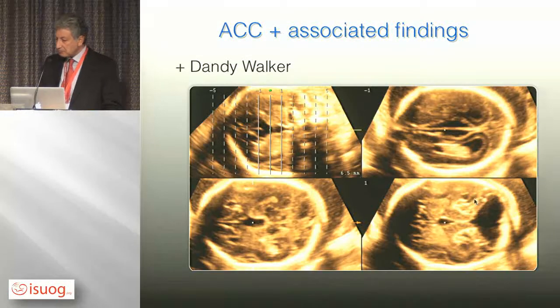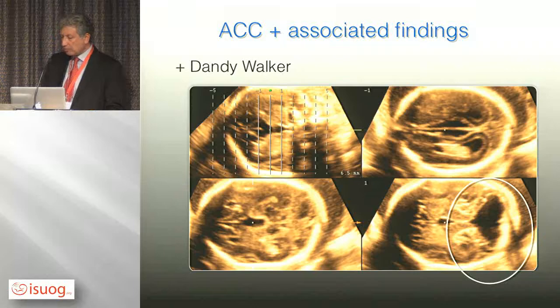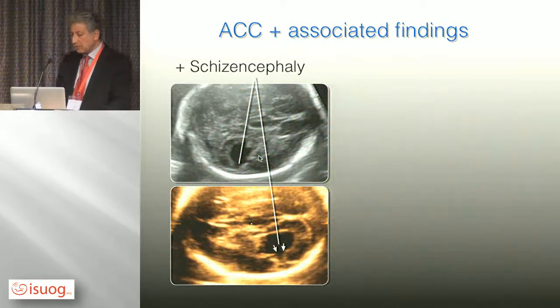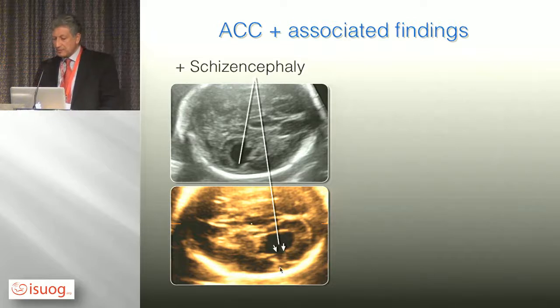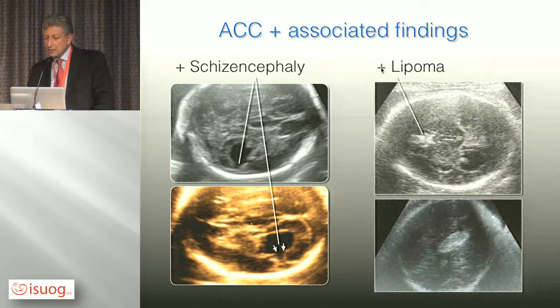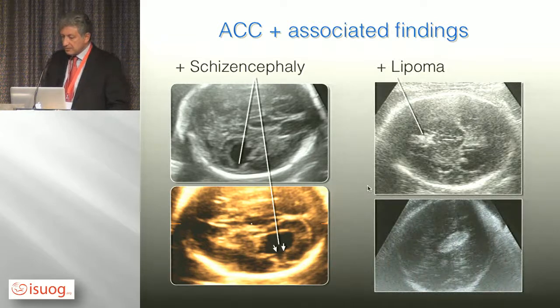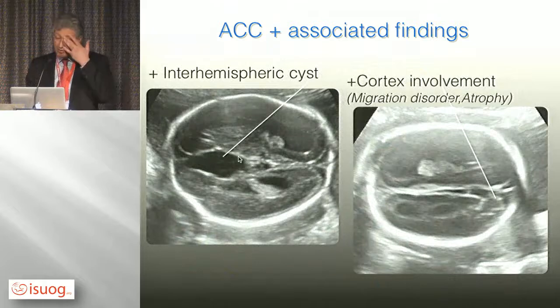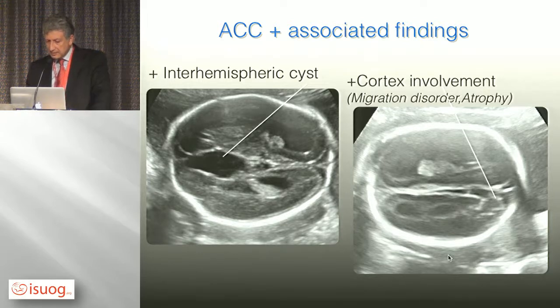This is agenesis of the corpus callosum with a Dandy Walker malformation, straightforward diagnosis. This is with schizencephaly, one example you have seen before. I'm always afraid of this finding because if it was really hiding behind this, I may have missed this condition. Lipoma is rather a diagnosis for the third trimester. And this one is a challenging one, the presence of additional interhemispheric cyst or some cortex involvement. You see here the cortex and some abnormality at the level of the anterior part.